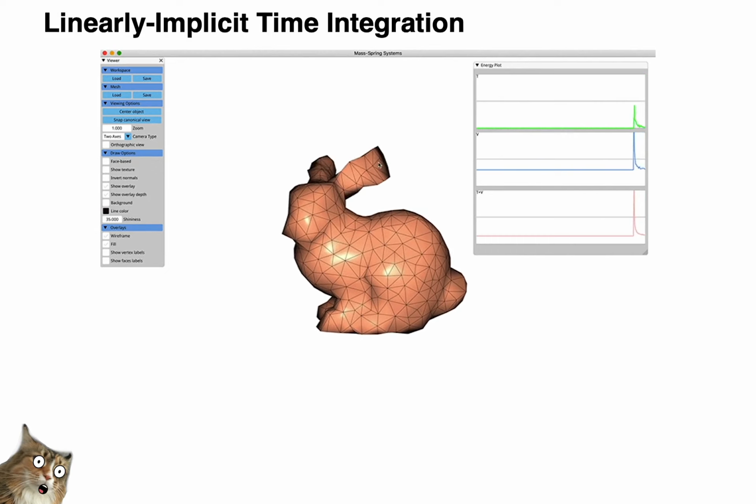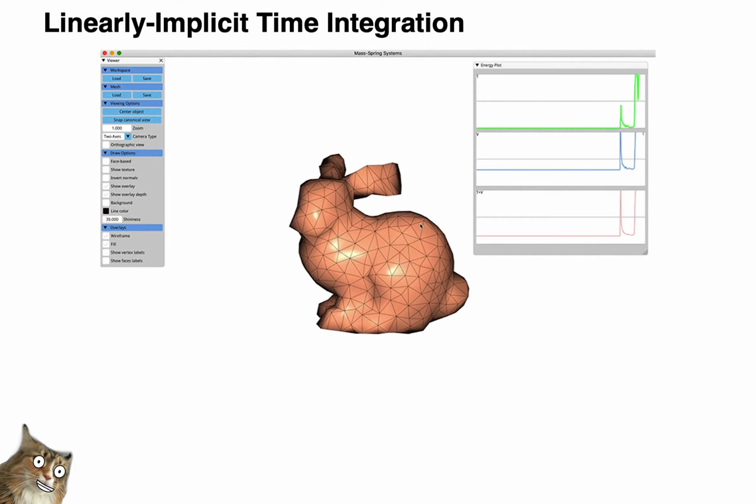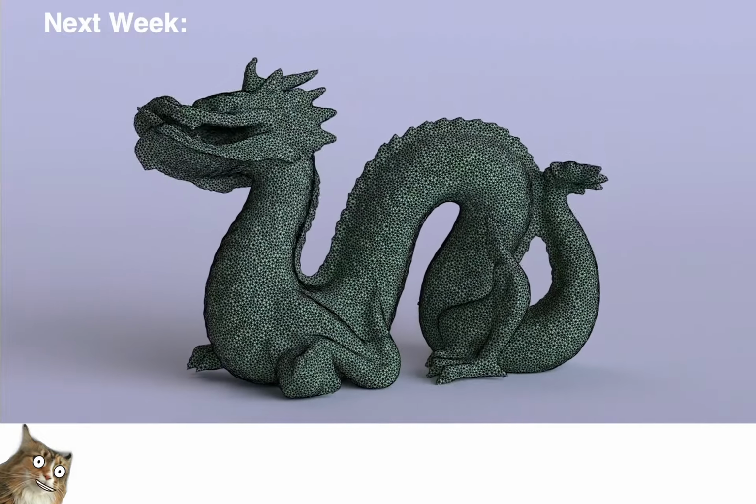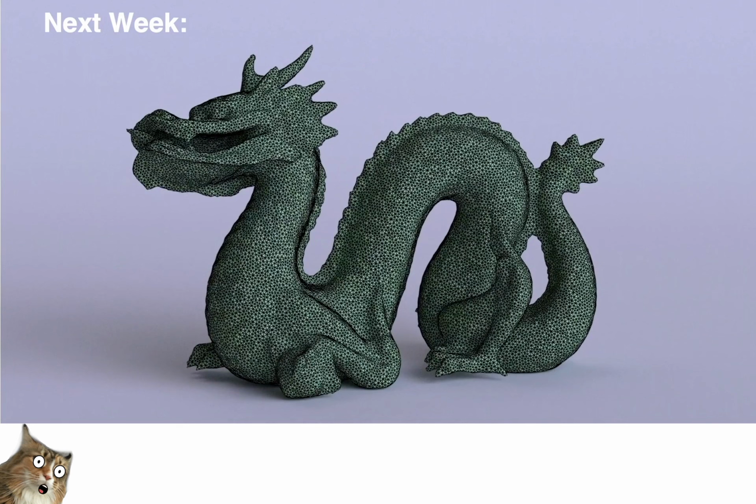Now, we covered a lot in this lecture, but these concepts are going to come up again and again. In fact, next week, we're going to reuse them when we hit the big time, which is learning about the gold standard method for generating physically based animations of elastica, the finite element method.